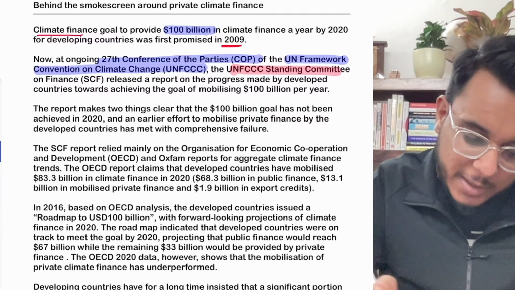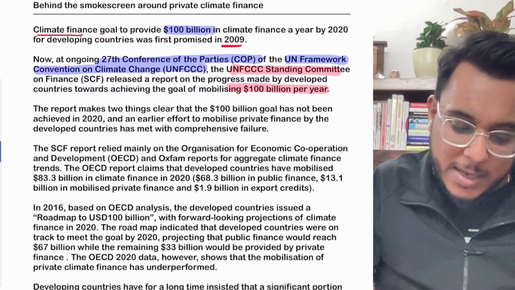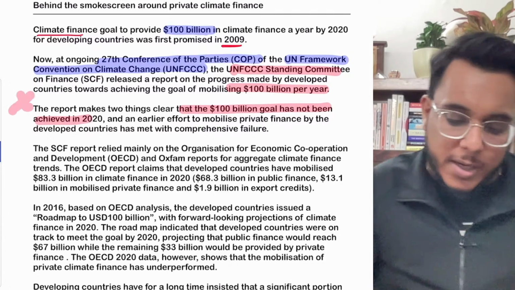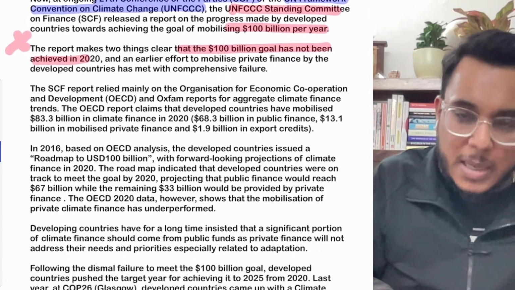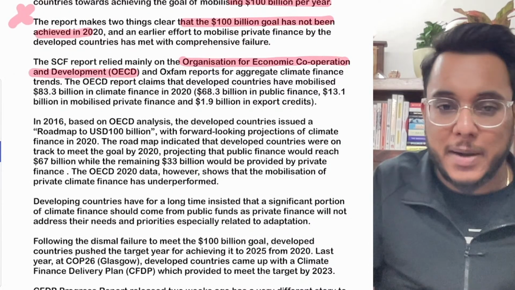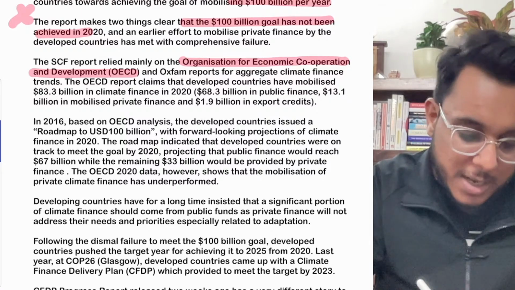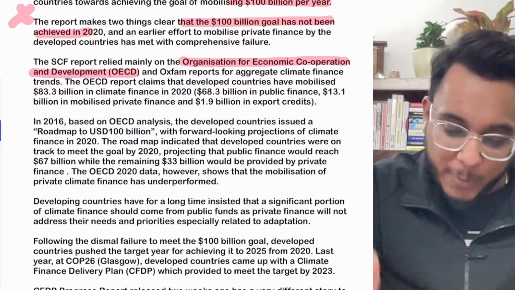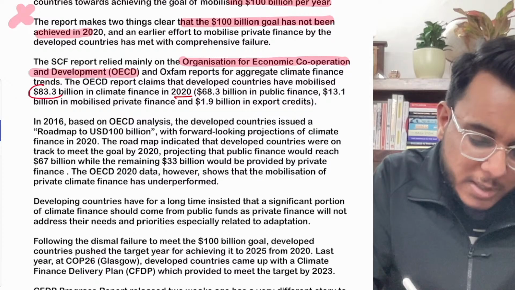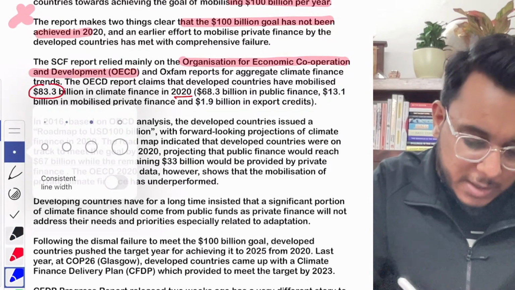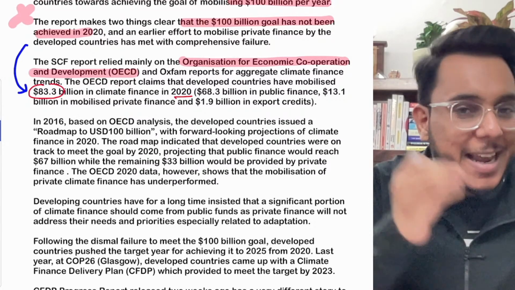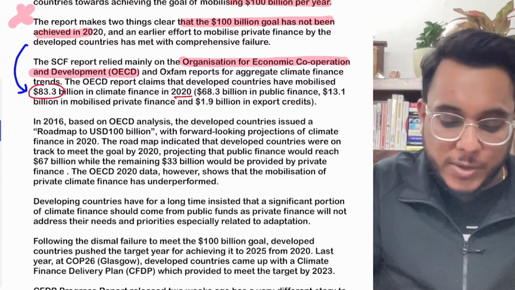And they have said this particular thing, that the target was to mobilize 100 billion per year, but this target has not been achieved by 2020. Now this standing committee has relied on the data given by the Organization for Economic Cooperation and Development, and this data I have told you earlier also. Now the standing committee of UNFCCC provided that as of 2020, only $83.3 billion per year has been achieved. Actually in 2020, $83.3 billion came. Now every year it has fluctuated.